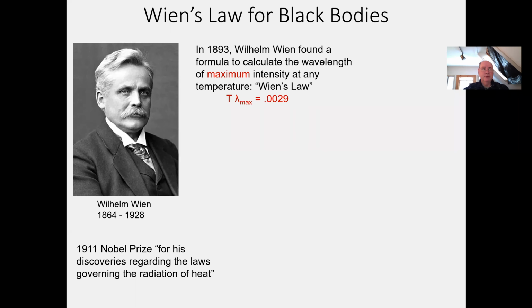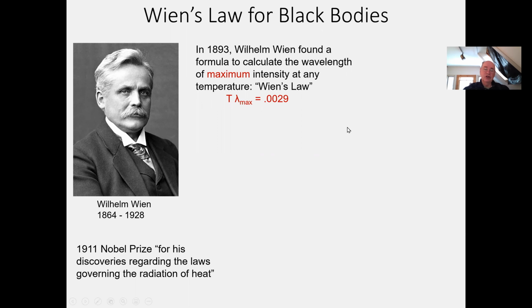He made a great contribution in this study of black body radiation by finding a formula that would show where the mountain would peak. What was the brightest wavelength that would come out for a given temperature? Very nice, simple formula right here. The temperature times that maximum wavelength will equal 0.0029, where this is measured in Kelvin, of course, and the wavelength is measured in meters. Okay. This is a very, very nice formula.